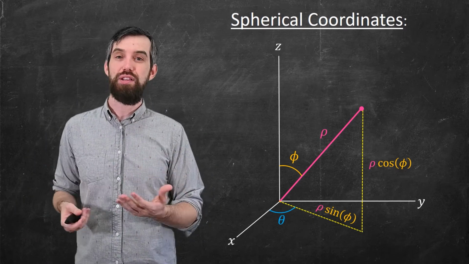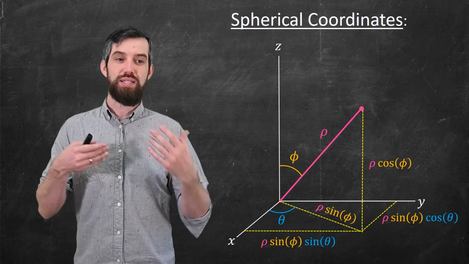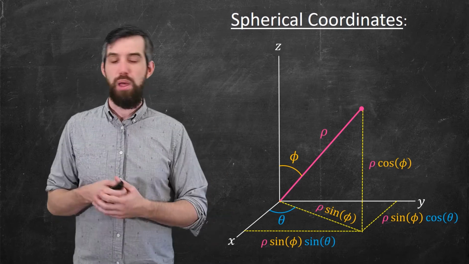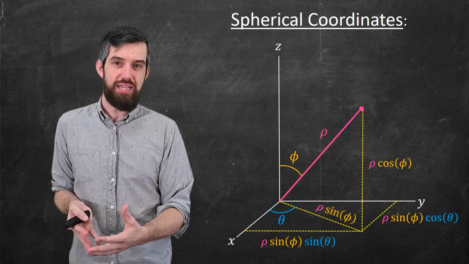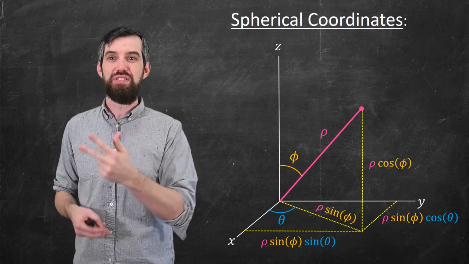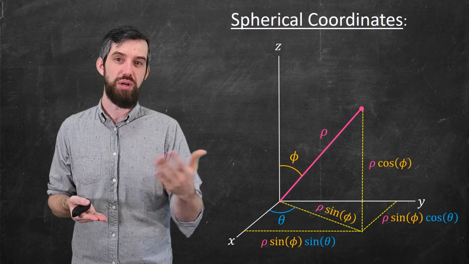And then the sides of the resultant triangle I get in the xy plane are going to give me a rho sine phi sine theta and a rho sine phi cos theta. Okay, I did that really quickly, but the point is this. Using a rho, a phi, and a theta, I have something called spherical coordinates, and they give me a different way to describe how to find points in space.